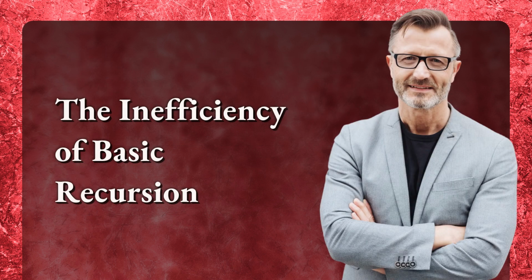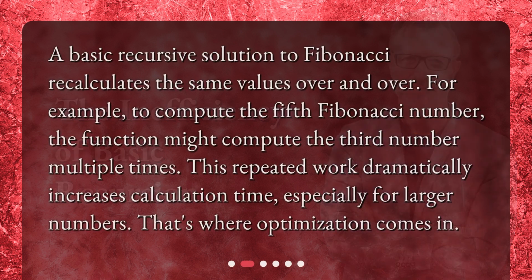The inefficiency of basic recursion. A basic recursive solution to Fibonacci recalculates the same values over and over. For example, to compute the fifth Fibonacci number, the function might compute the third number multiple times. This repeated work dramatically increases calculation time, especially for larger numbers. That's where optimization comes in.